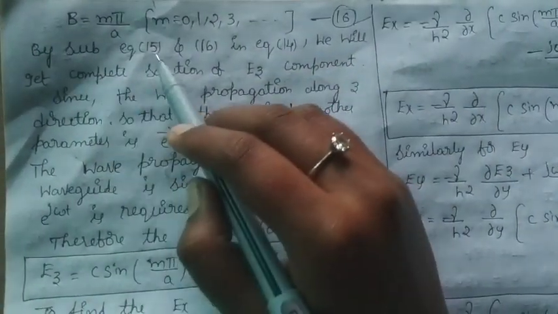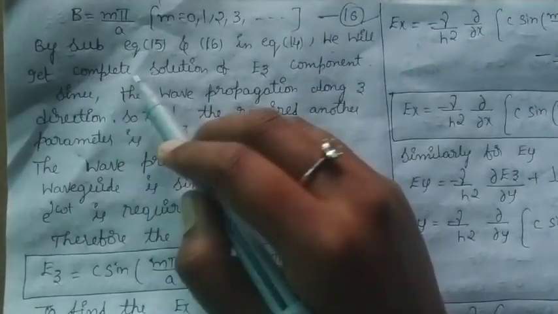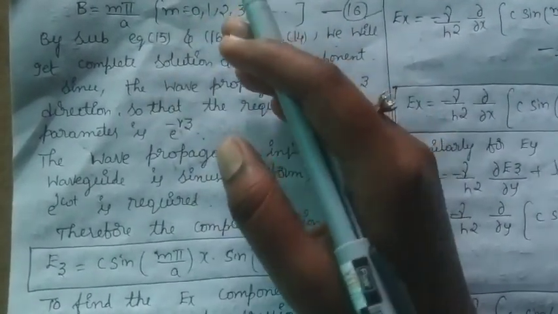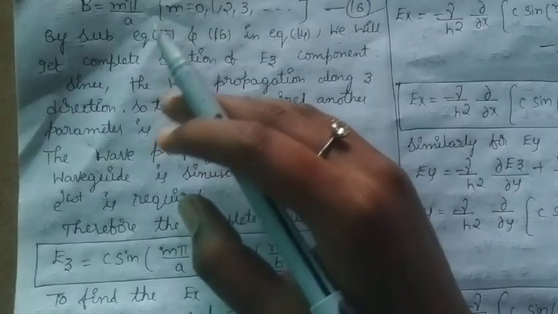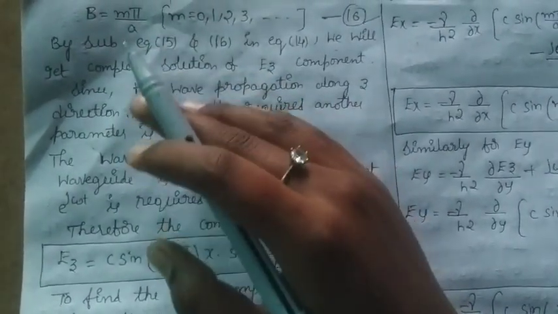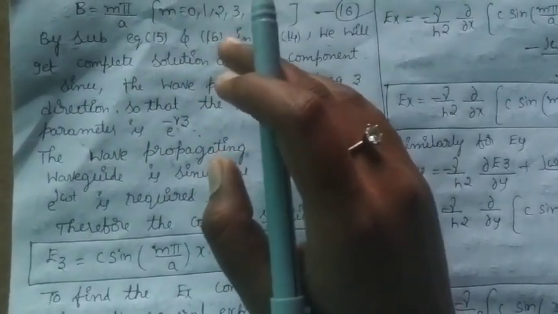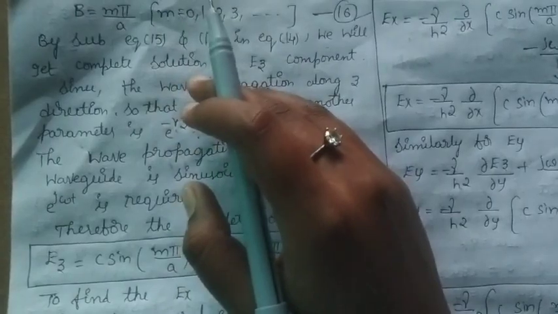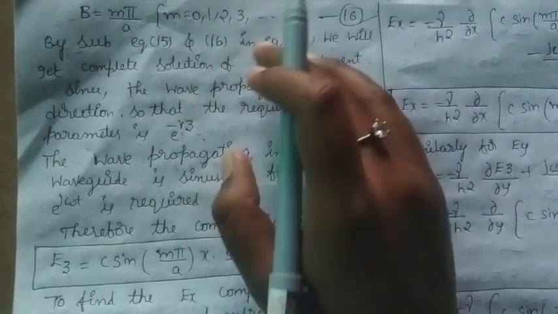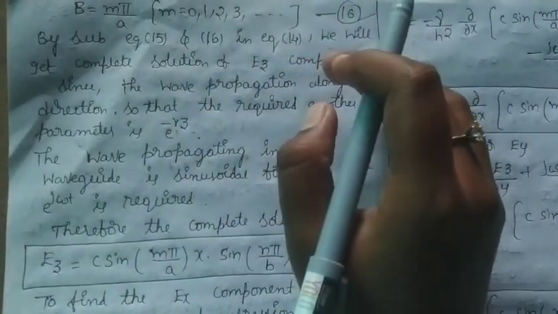By substituting equation 15 and equation 16 in equation 14, we will get the complete solution of the Ez component. In the last lecture we derived the expression for the Ez component. It is not a complete solution, because it contains C1, C2, C3, C4, and we have to find those values also. That is a general solution, and now we have to find the complete solution.